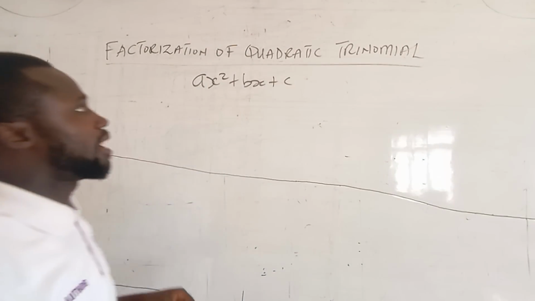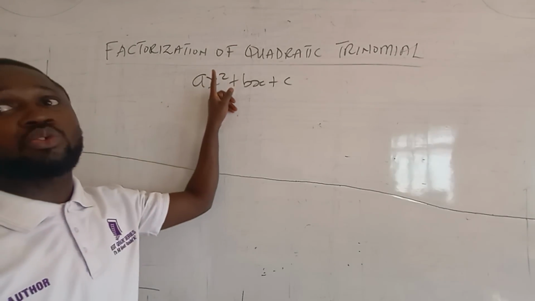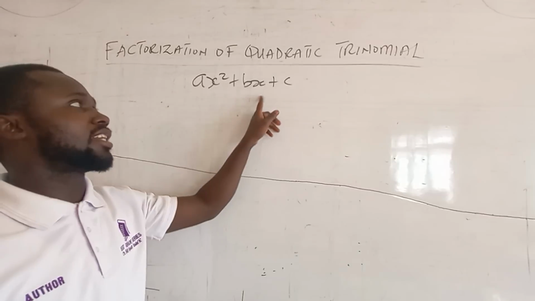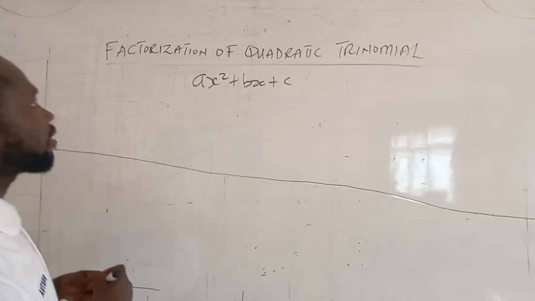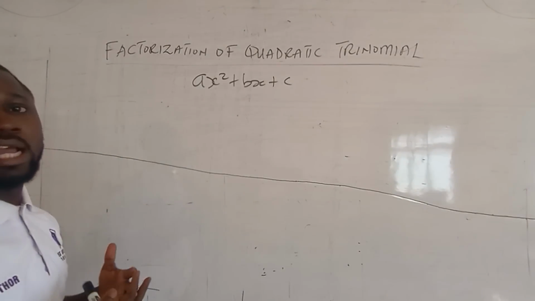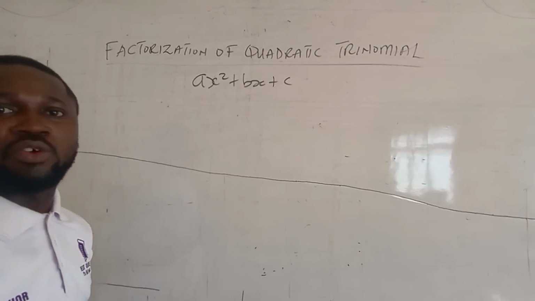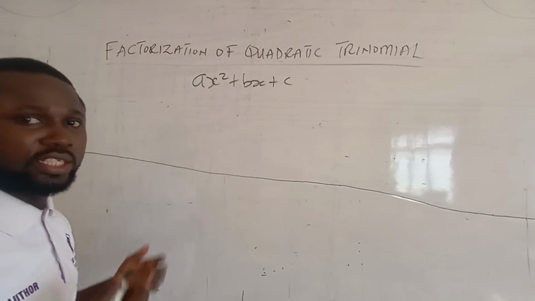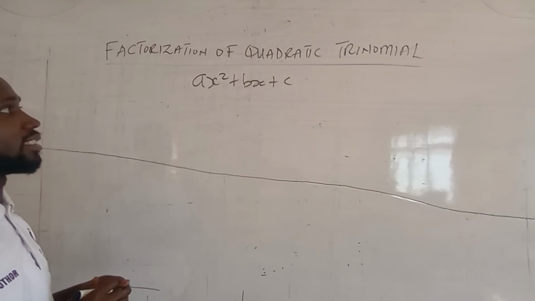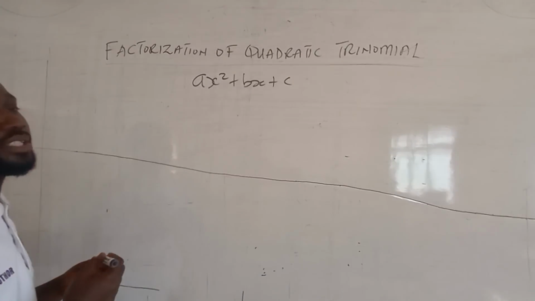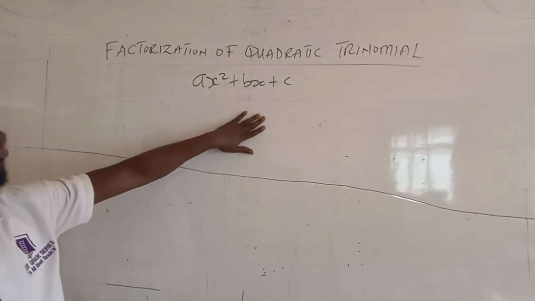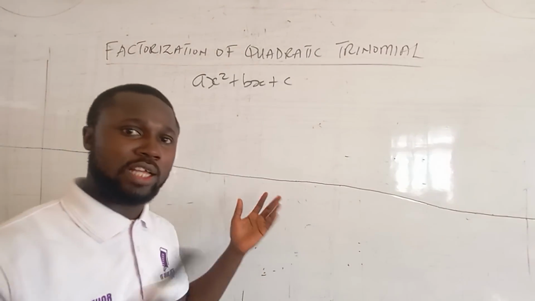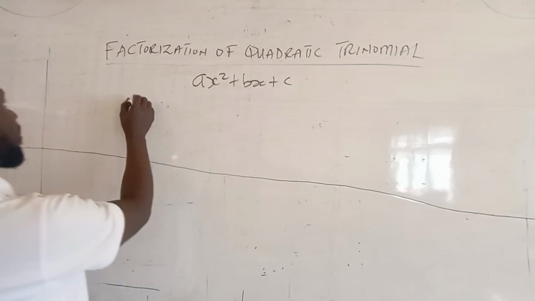Here we say that a is the coefficient of the x squared, b is the coefficient of the x, and c is the real constant. So we are going to look at a particular question, and then learn how to solve it using the factorization method. When we say we are factorizing this, we mean that we are expressing it as a product of 2 or more factors. So let's look at this particular question.